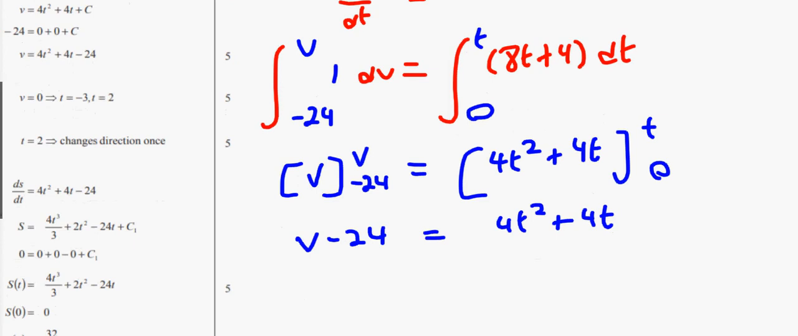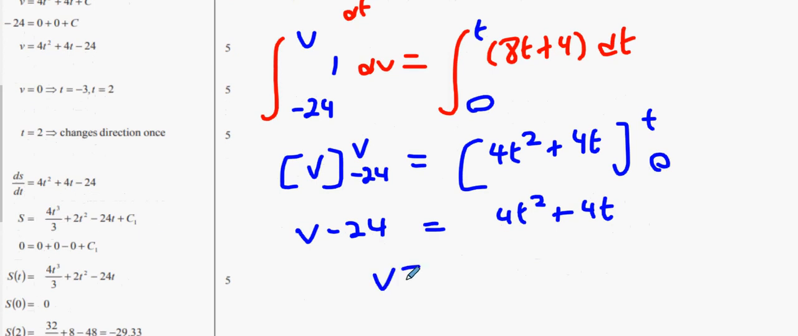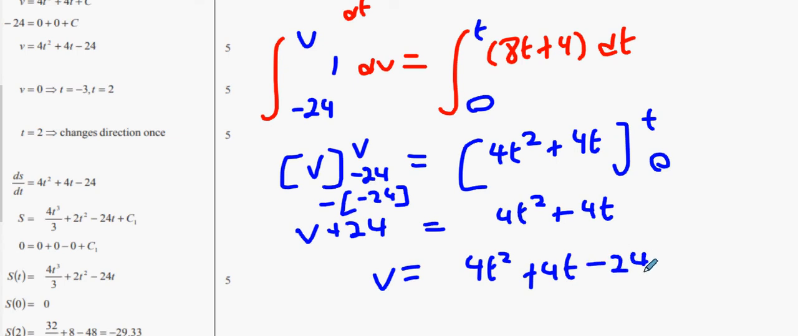And then v equals 2t squared plus 4t minus 24. I was looking at that going, that doesn't make sense. Minus minus 24 gives me a plus 24, and that's minus 24 there. You alright with that? Alrighty.